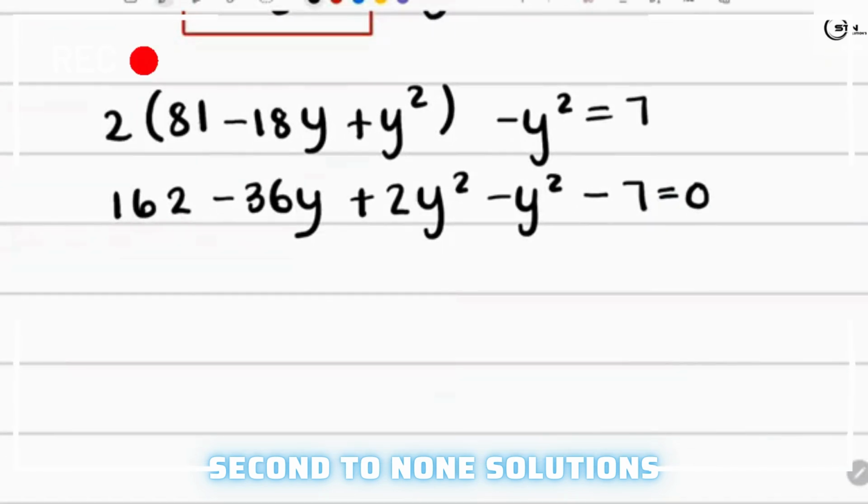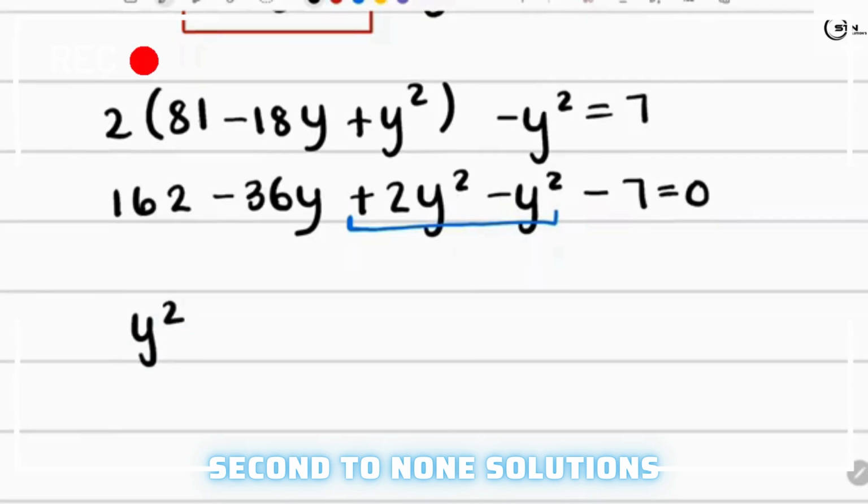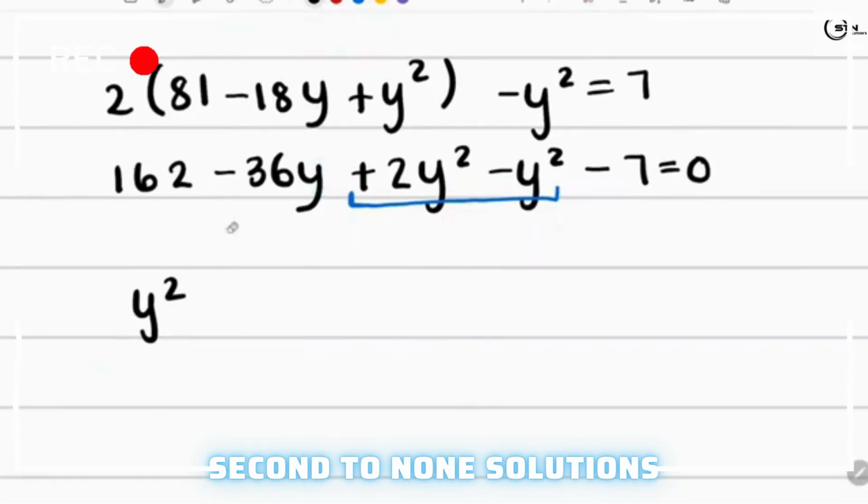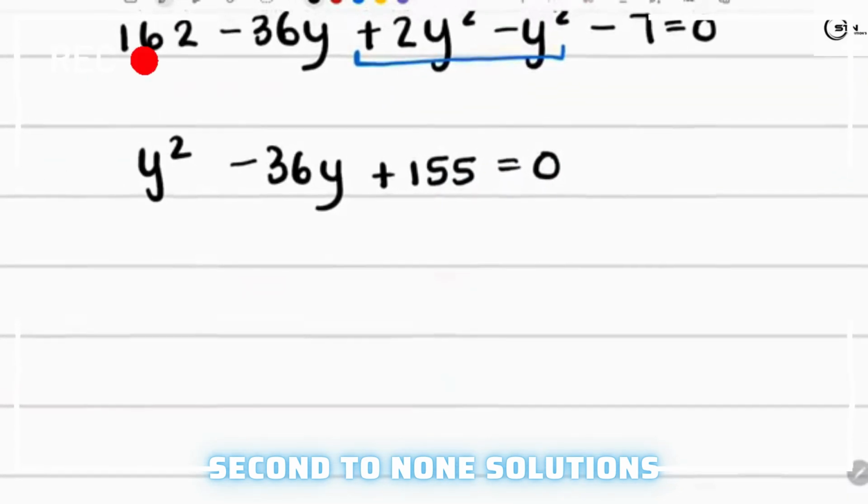Okay, so as you can see, I'm going to put this in the order of the exponents. So let's start off with the 2y squared minus y squared, which is going to give us a y squared. We're done with that one now. And then you see that this is the only thing with a y, so minus 36y. And then we have 162 minus 7, which is going to be 155, because 7 is made of 5 and 2. So 160 minus 5 is 155. So positive 155 is equal to 0. And you have to factorize.